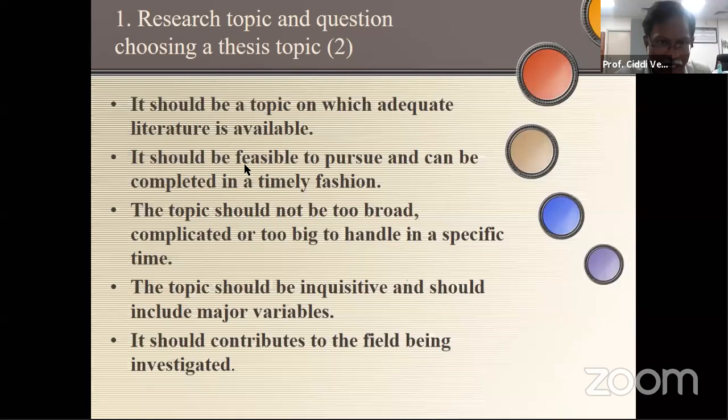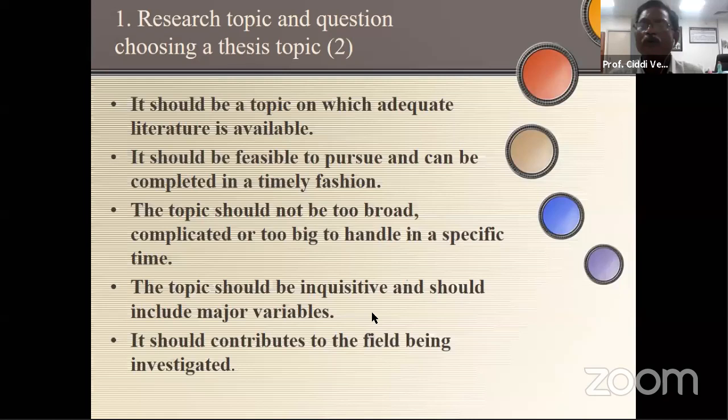And it should be feasible to pursue and completed in a timely fashion, which means if you are doing a master's project or a PhD project, you should clearly understand how much time you have. If it is 9 months or 1 year, can it be completed in 1 year? That is what you have to understand. The topic you have selected should not be broad, complicated, or too big to handle in the specific time. The topic should be inquisitive and should include major variables.